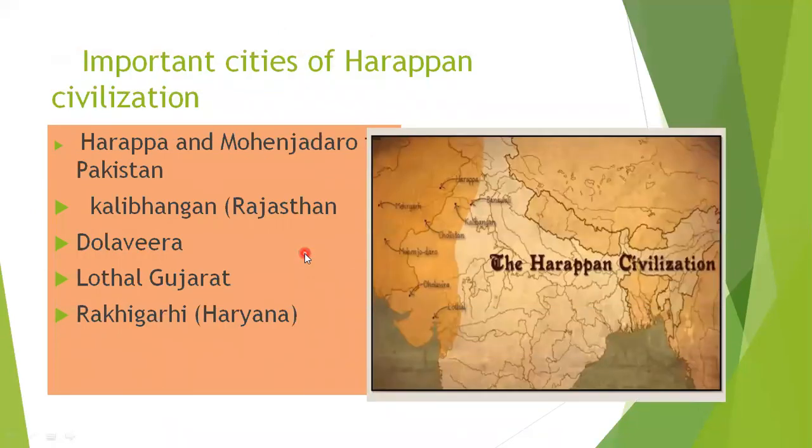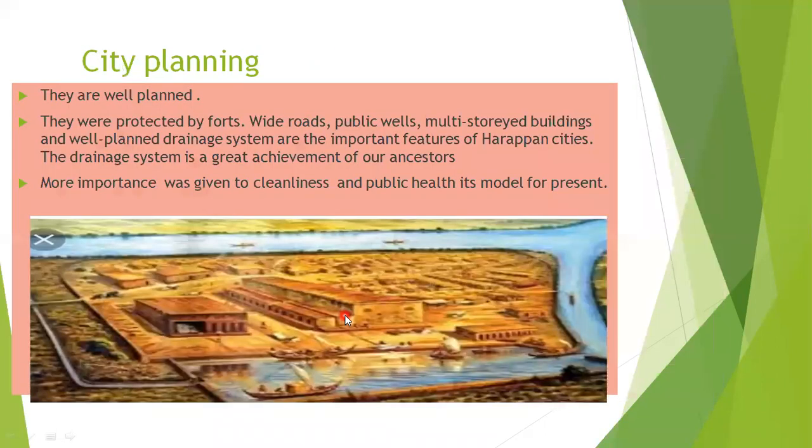What are the major important cities of the Harappa civilization? Harappa and Mohenjo-daro are in Pakistan now. Kalibangan in Rajasthan, Dholavira and Lothal in Gujarat, and Rakhigarhi in Haryana. These are the important cities of the Harappa civilization, and they gave great prominence to city planning. They were very well-planned people. The cities were protected by forts.